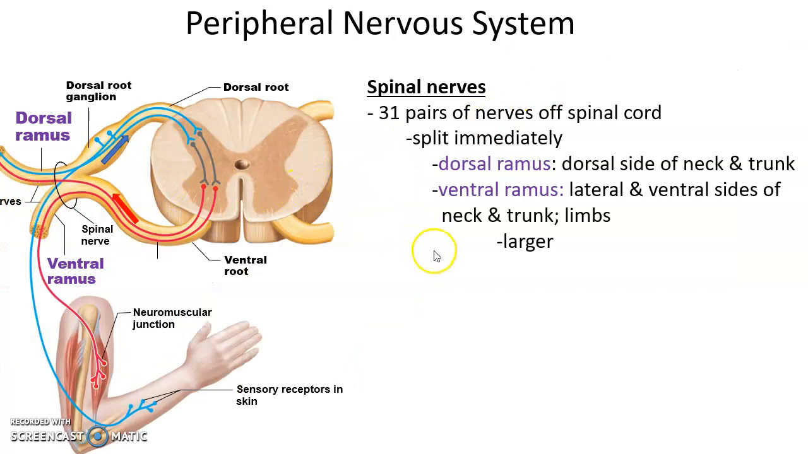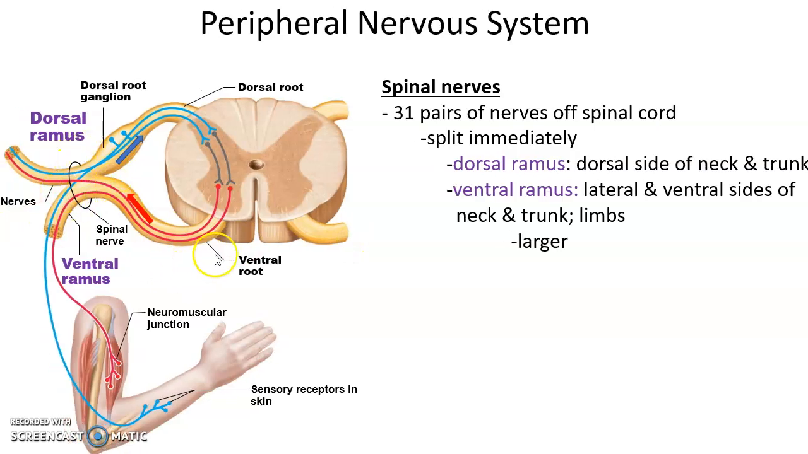All right, then we have the spinal nerves. As we mentioned before, there are 31 pairs of spinal nerves coming off of the spinal cord. Almost immediately, as soon as they leave the vertebral cavity, they split into a dorsal ramus going to the back side of the neck and trunk, and a ventral ramus that is going to go to the lateral sides of the neck and trunk, the ventral or front sides of the neck and trunk, and also the limbs. So the ventral ramus is the bigger of the two, and it controls much more of the body from the neck down.